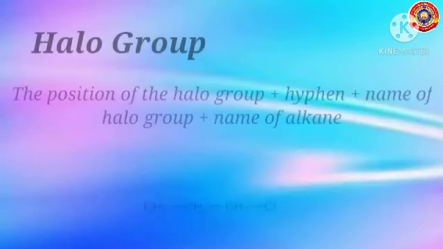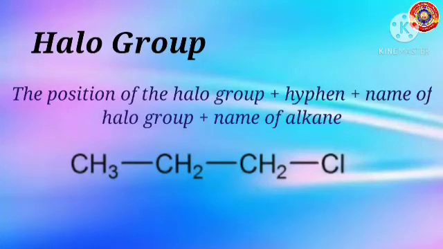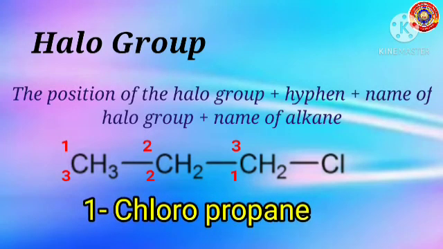Consider the compound CH3CH2CH2Cl. In this compound, the position of the functional group chlorine is on the first carbon atom. And also, one of the hydrogens in propane is replaced by the functional group chlorine. So, as per the rule, the IUPAC name of the compound is 1-chloropropane. So, students, always remember while writing the nomenclature of hydrocarbons with a functional group, the carbon atom carrying the functional group should get the least position number.